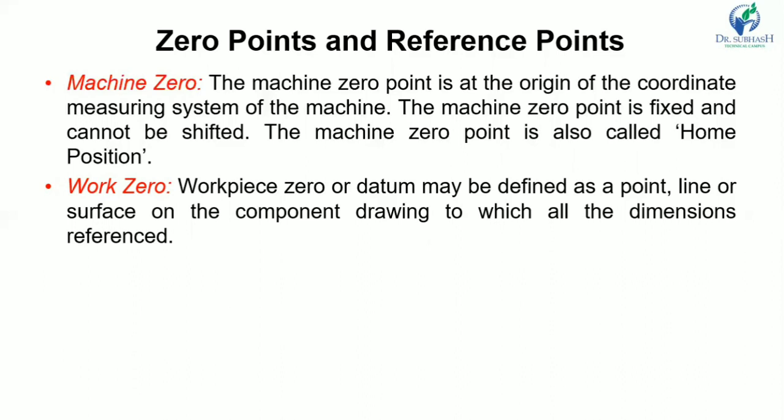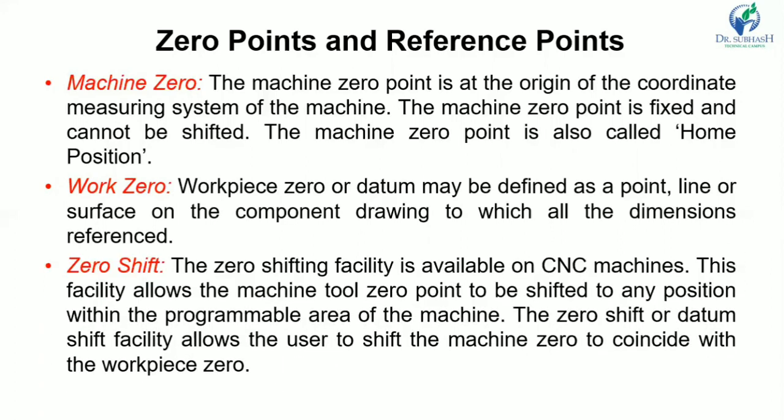To simplify part program writing, CNC machines have the facility of floating zero or zero shifting. This facility allows the machine tool zero point to be shifted to any position within the programmable area of the machine. So the zero shift or datum shift facility allows the user to shift the machine zero to coincide with the workpiece zero.